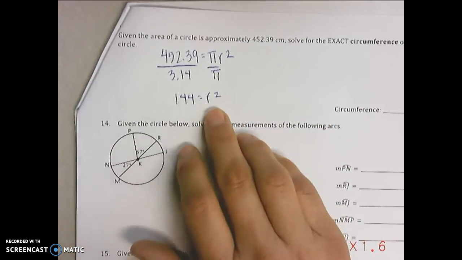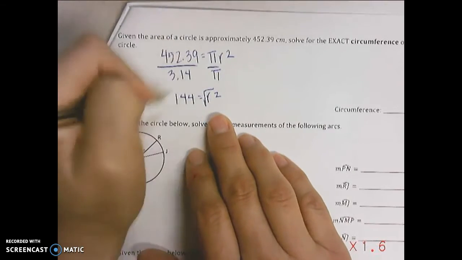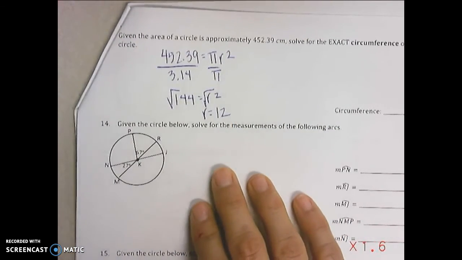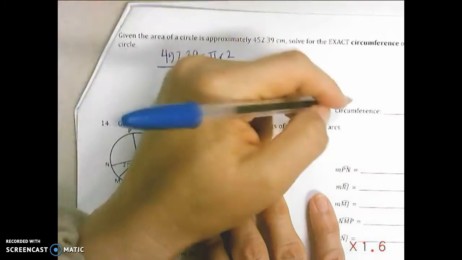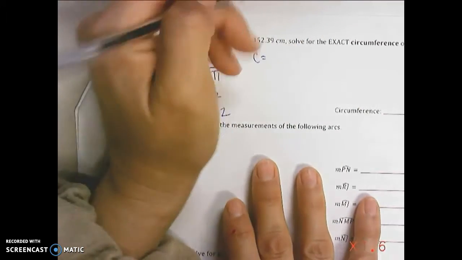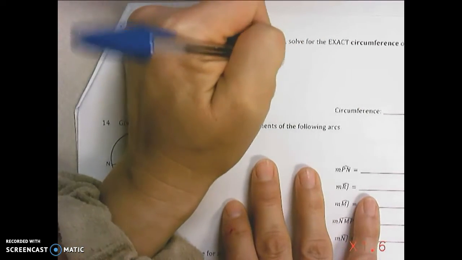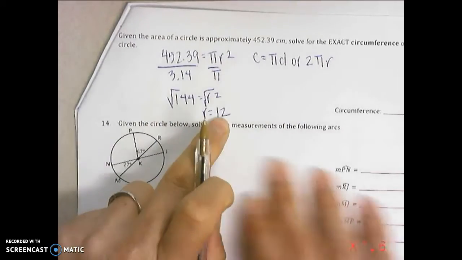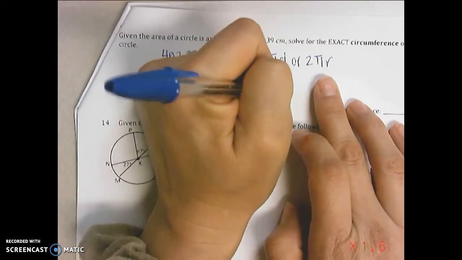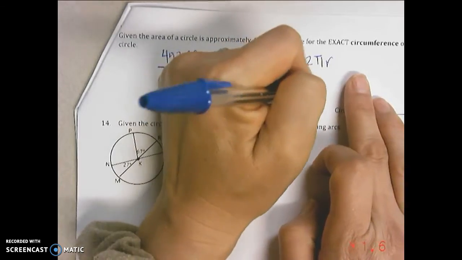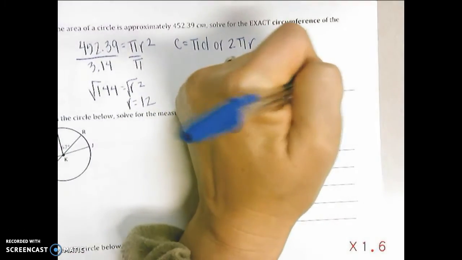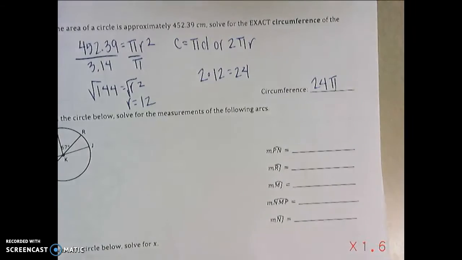Well, I still need to get r alone. So I'm going to take the square root and the square root, and I'll get my radius equals 12. All right, well, my circumference is what I'm looking for, is equal to pi times my diameter, or 2 pi r. So 2 times 12 equals 24. So my circumference would be 24 pi.